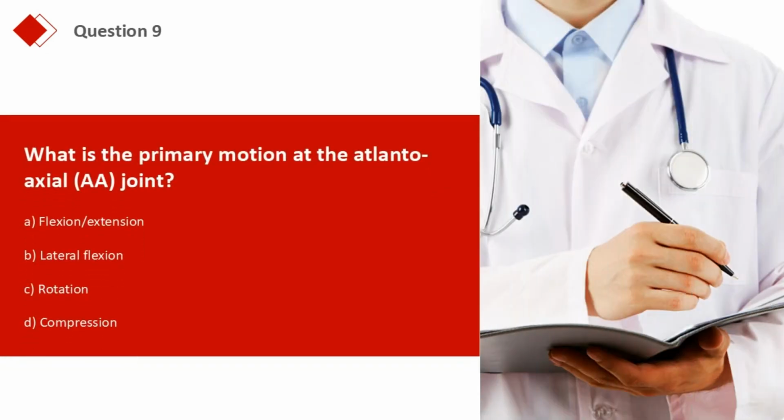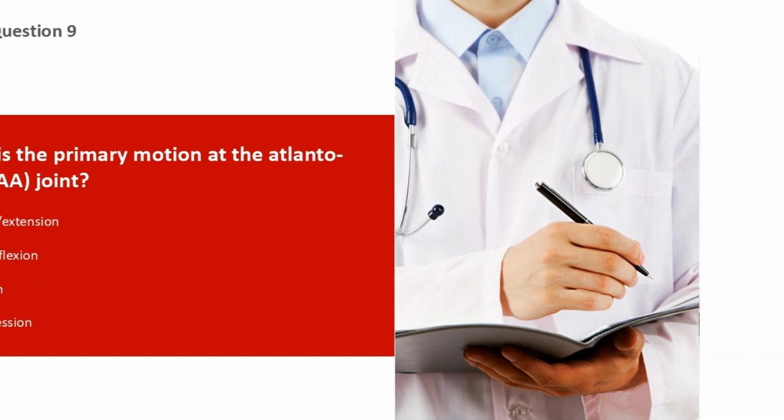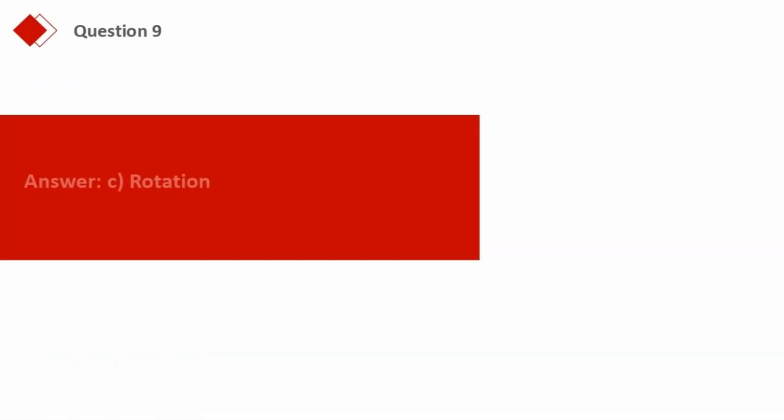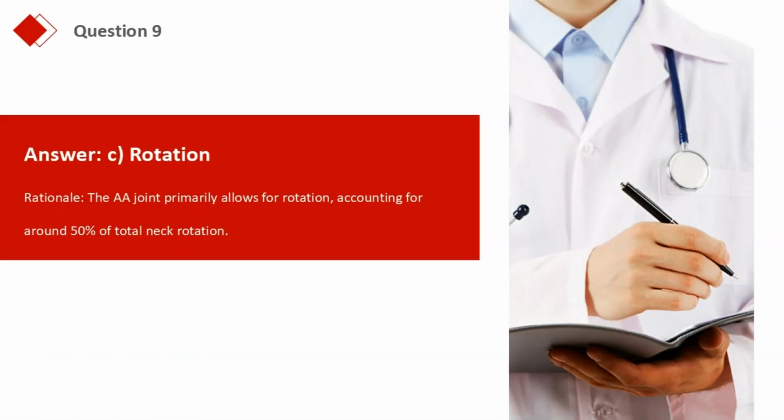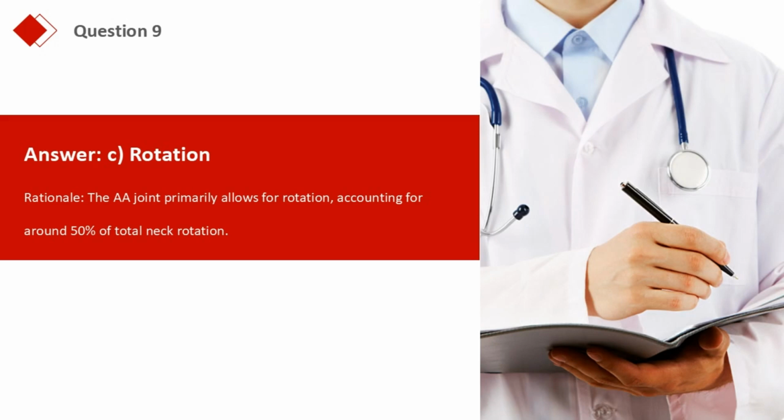Question 9. What is the primary motion of the atlantoaxial (AA) joint? A. Flexion/extension. B. Lateral flexion. C. Rotation. D. Compression. Answer: C. Rotation.